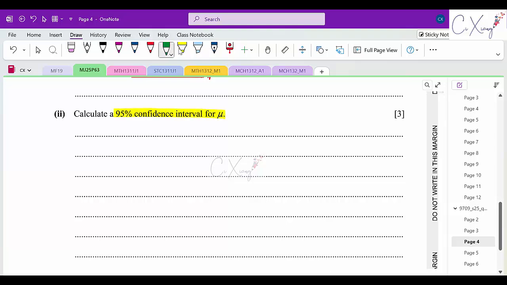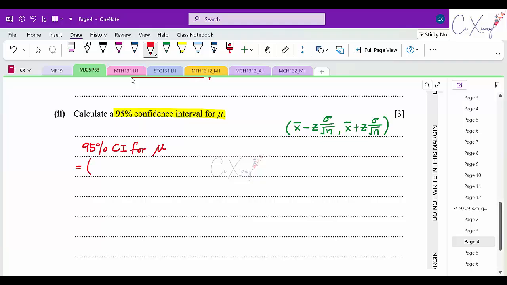Okay, then what's the general formula for the confidence interval for the mu? It is basically like this: sample mean minus z, then multiply with sigma over square root n. Same thing happens for the upper limit: sample mean plus z multiplied with sigma over square root n. Then we just need to plug in all the values correctly. Okay, so let's start the calculation. 95% confidence interval for mu.